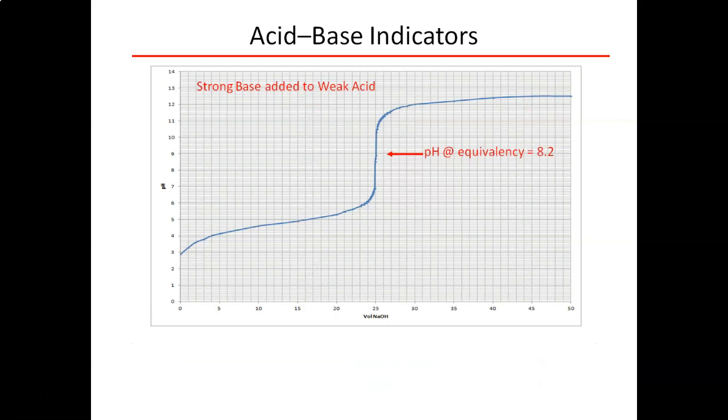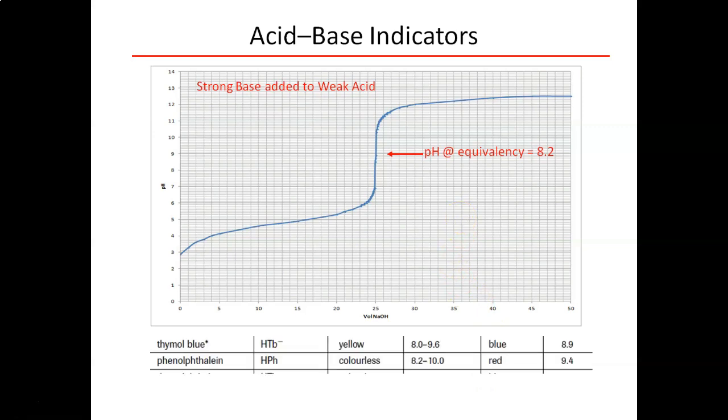Similarly, if we looked at the titration of a weak acid with a strong base, I know that my pH at my equivalence point is above 7. In this case, it's 8.2. So therefore, I would look for an indicator that changes color around 8.2. And we have our thymol blue, but more importantly, we have our phenolphthalein that we used last year, which below 8.2 is colorless, above 10 it's red, and in this range, it's going to be faint pink. And so this is why last year we used phenolphthalein as our indicator.